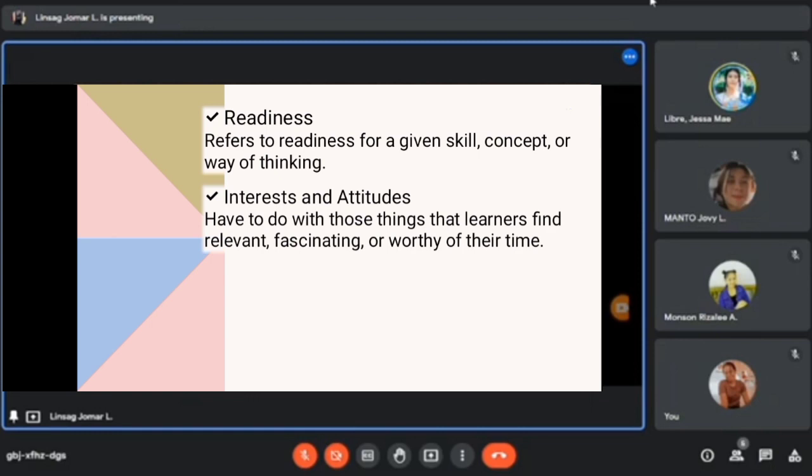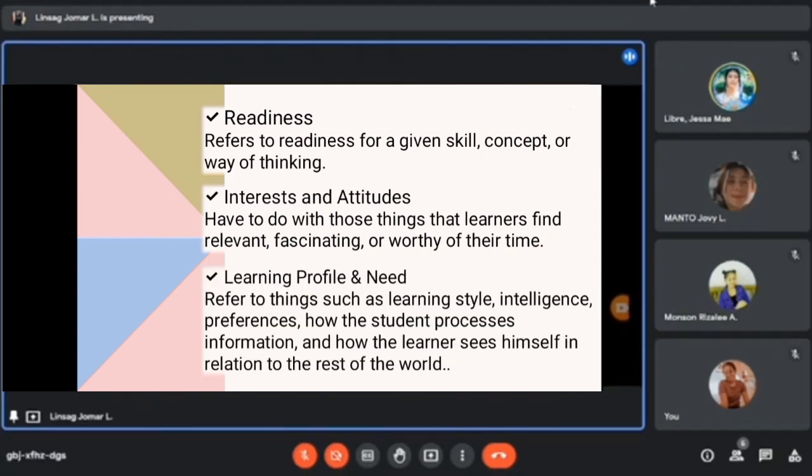Next is interest. Things that learners find relevant, fascinating, or worthy of their time. It refers to the topics that students may want to explore or that will motivate them. Teachers can assess students about their interests and even include these in their planning processes.